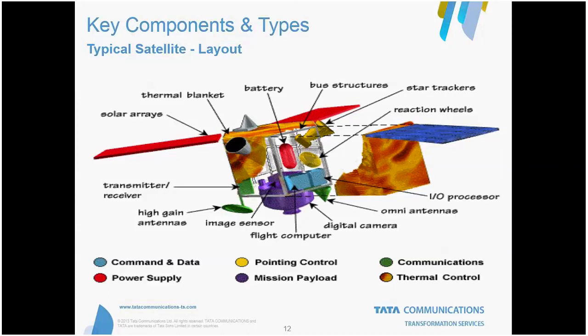Now, the key part. These are the key components of a satellite. Thermal blanket, battery, solar arrays, transmitter, receiver, high-gain antennas, digital cameras, bus structure. We'll be discussing all these in the next slides.